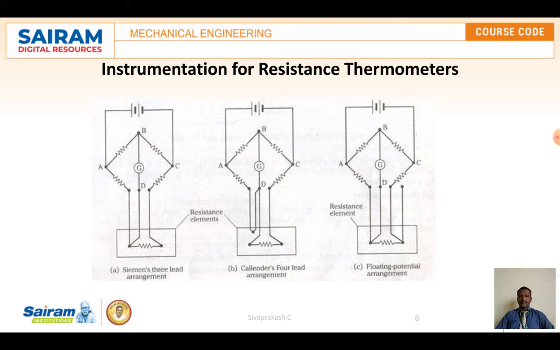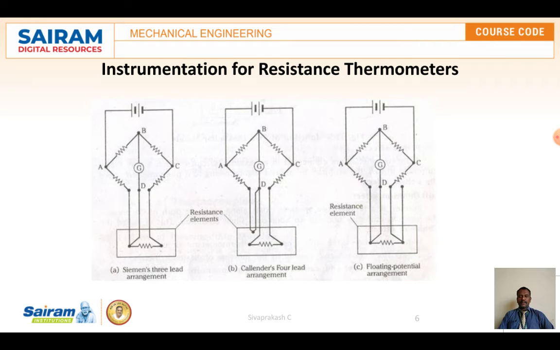Normally a Wheatstone bridge can be used to measure the resistance change in the system. Leads of appropriate length are normally required, and any resistance change in them, due to any cause, affects the measurement. Hence the lead resistance must be as low as possible relative to the element resistance. There are three methods of compensating the lead resistance error, shown here.